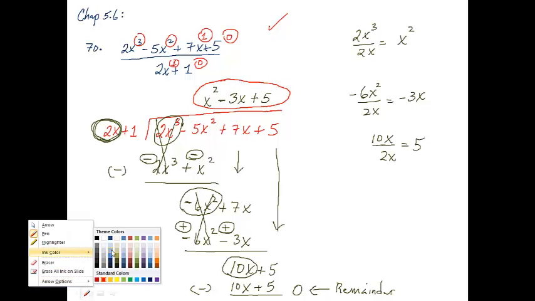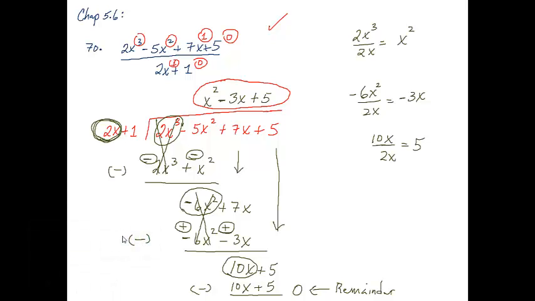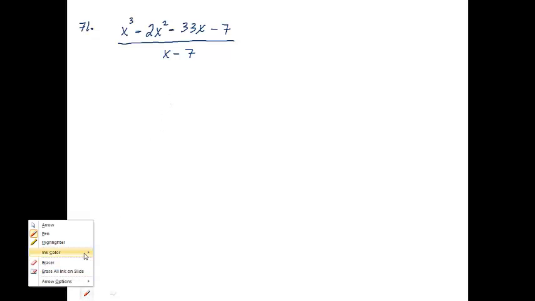Let's look at number 71. It has x to the third power minus 2x squared minus 33x minus 7 divided by x minus 7. Okay, again, we need to make sure everything is in descending order and we don't have any terms missing. So 3, 2, 1, 0, descending order. 1, 0, descending order. Great.